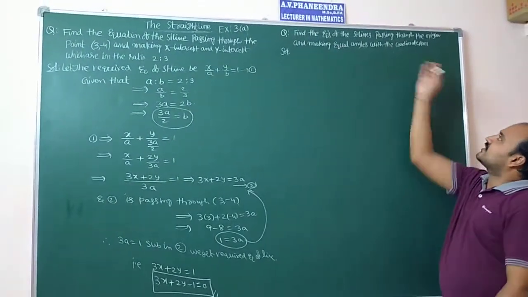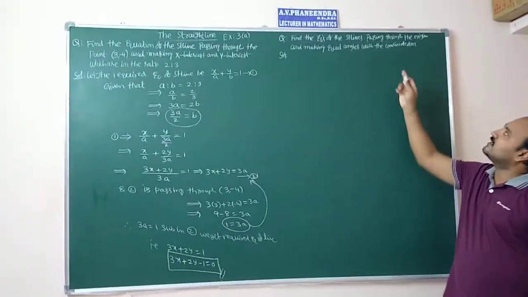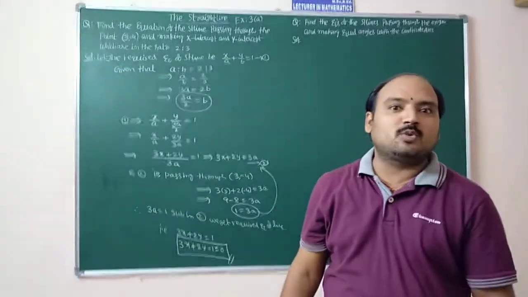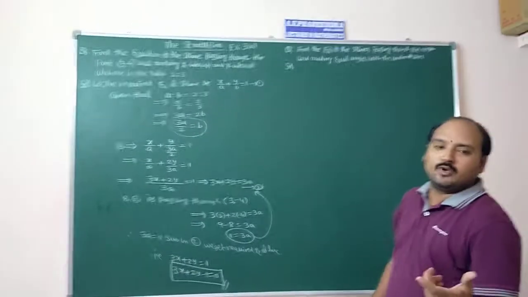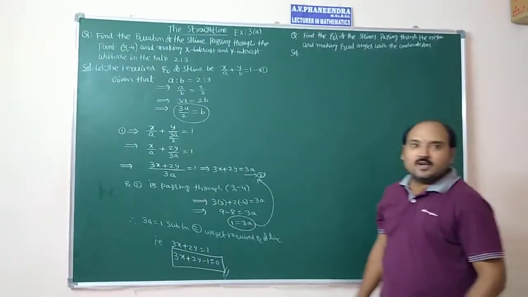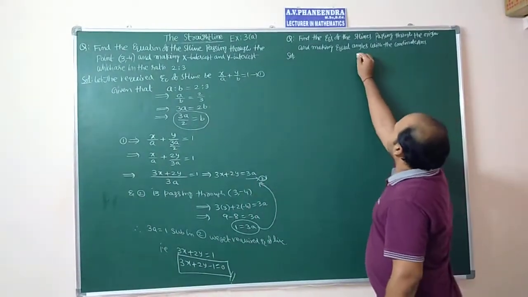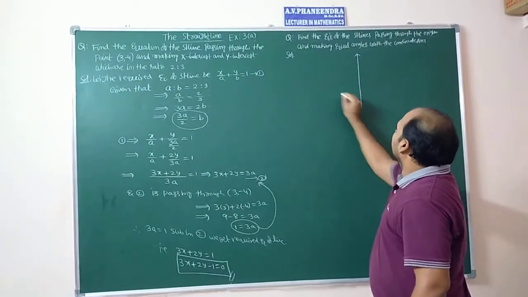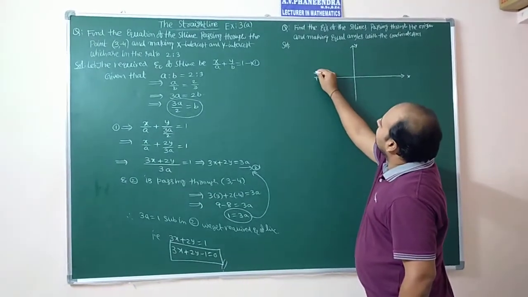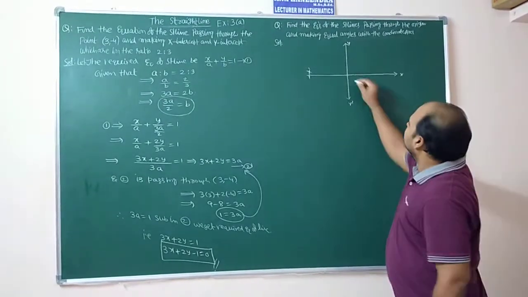Find the equations of the straight lines passing through the origin and making equal angles with the coordinate axes. This is a completely theory question, a conceptual question. You have to carefully listen. Let the equation of the straight line pass through the origin, and one more condition is given, making equal angles with the coordinate axes. Draw the diagram. This is the coordinate system.